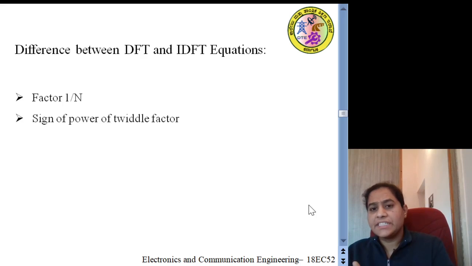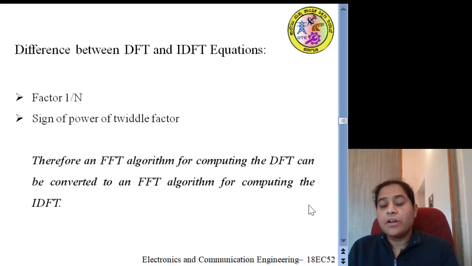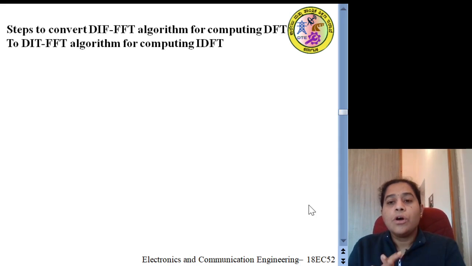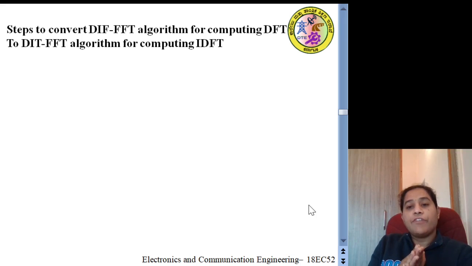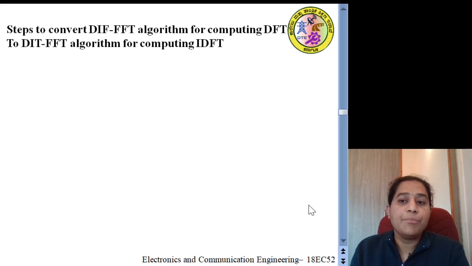With these changes, we can convert the methods to find DFT into methods to find IDFT. Therefore, our FFT algorithm for computing the DFT can be converted to an FFT algorithm for computing IDFT also. The steps for converting the decimation in frequency fast Fourier transform algorithm for computing DFT to the decimation in time FFT algorithm for computing IDFT are what we are going to consider one by one.